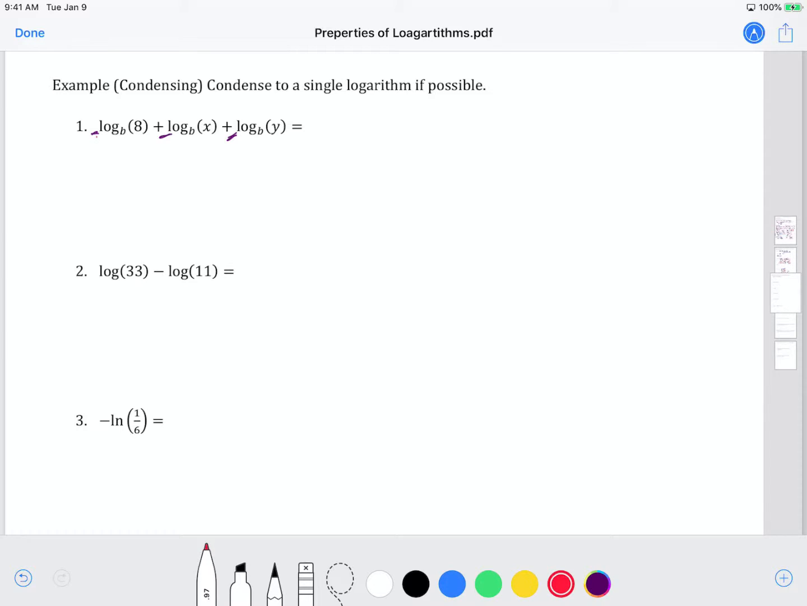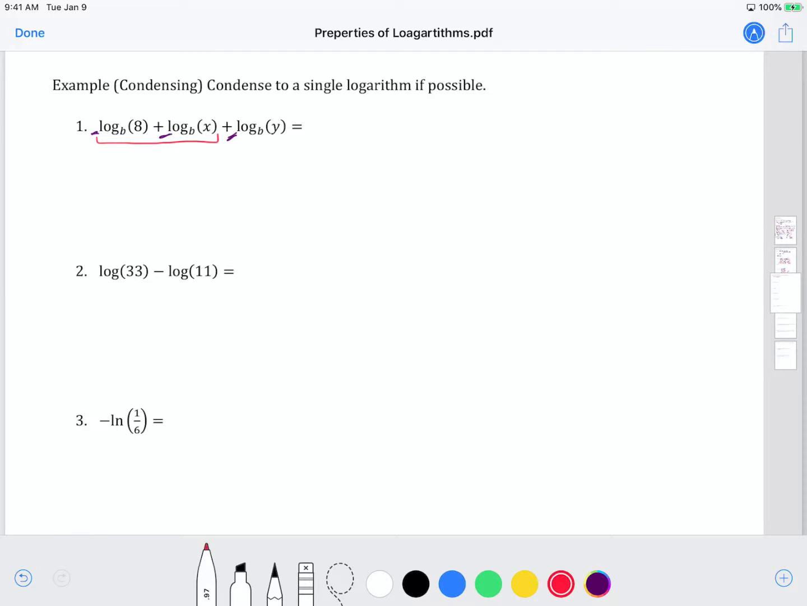So doing this one step at a time, first I'm going to condense these two logs into one log. Because their bases are the same, I can do that. Now if the bases were different, I can't do that. I would have to just leave it as is. Just like if I asked you to add 2x plus 3y, you can't combine those together because they're not like terms. So the only way that you can condense logs is if they have the same base. So keep that in mind.